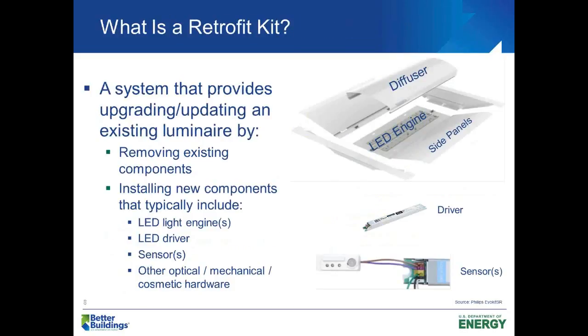Here on the slide, you can see some of the components that may be included in a retrofit kit. I should note that not all components will necessarily be included in any given retrofit kit, but this slide shows some of the key components, including an LED light engine, which replaces the existing lamps, an LED driver, which replaces the fluorescent lamp ballast, and some sensors that may be integrated into the luminaire or the retrofit kit components. Some diffusers may be included to eliminate the glare of LEDs, as well as some side panels that provide a new appearance to the luminaire.